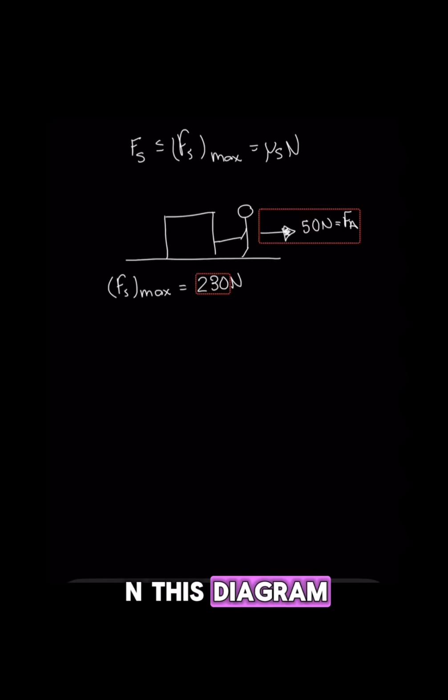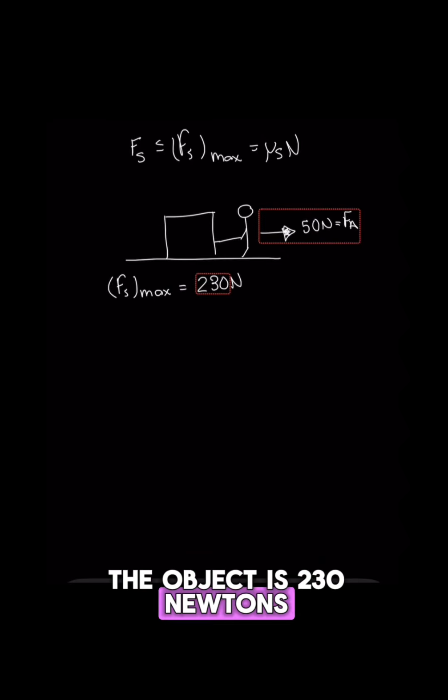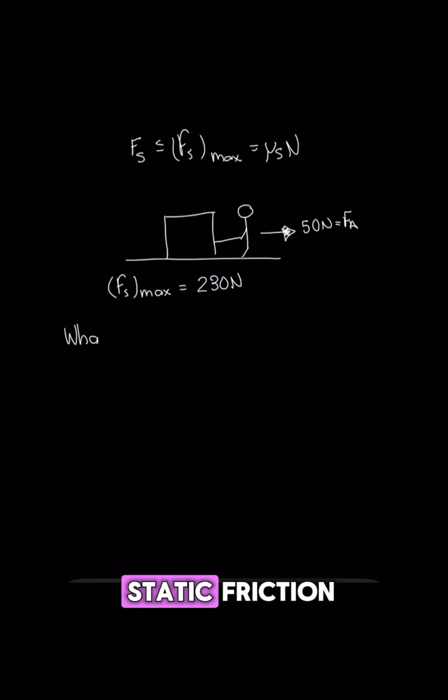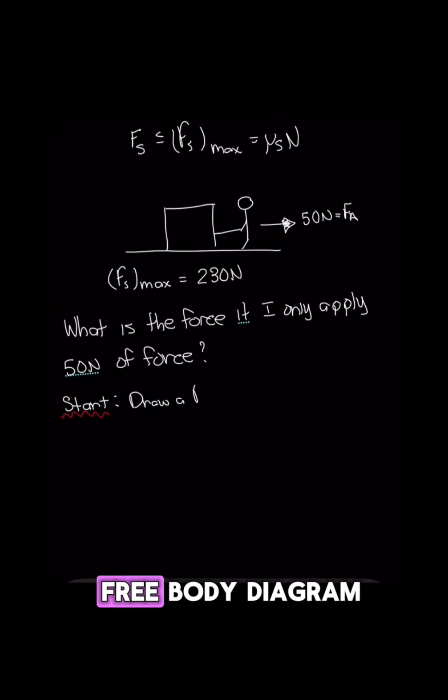All right, so let's say given this diagram, they say the maximum force of friction when you pull the object is 230 newtons. And the question asks you, what is the force of static friction if I only apply 50 newtons on the object? So we can start off by drawing a free body diagram.